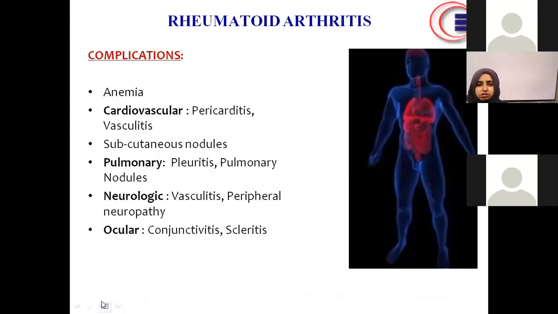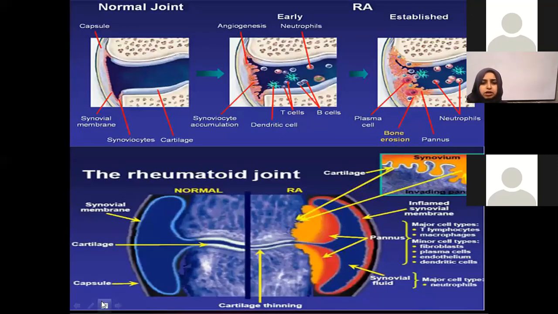What complications can there be? It can lead to anemia, pericarditis, vasculitis, and it can also form subcutaneous nodules. In the lungs, it can lead to pleuritis and pulmonary nodules. It can lead to vasculitis and peripheral neuropathy. Similarly, it can also affect the conjunctiva. Because the autoimmune process is active, the autoimmune system can attack any part of the body.